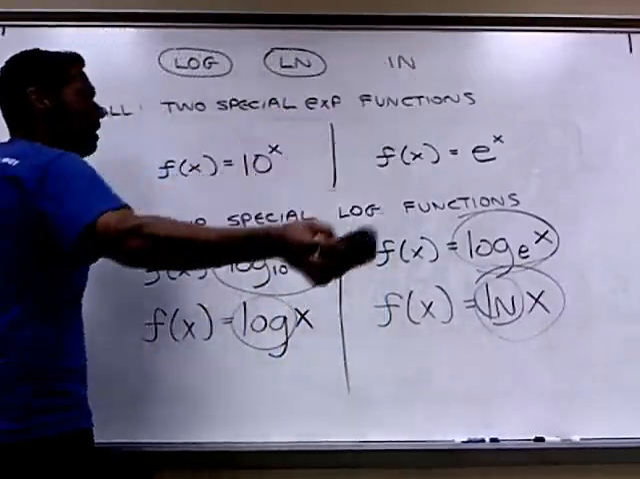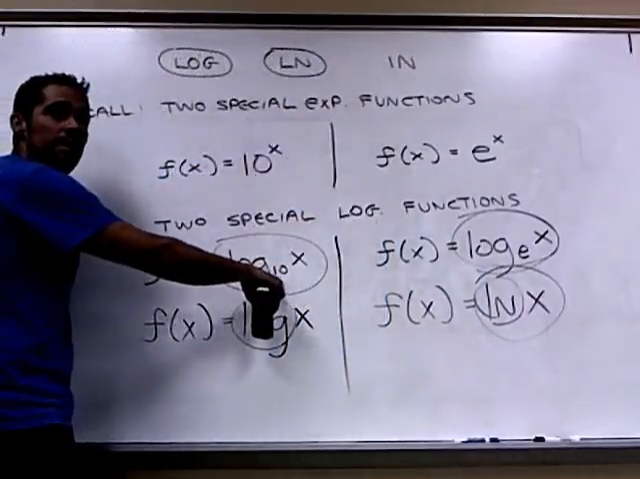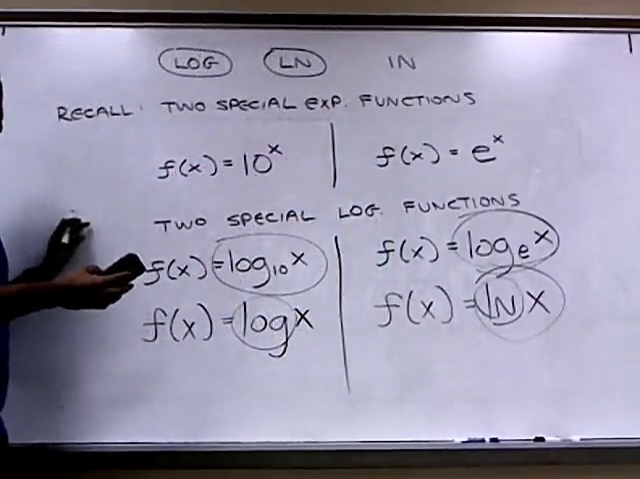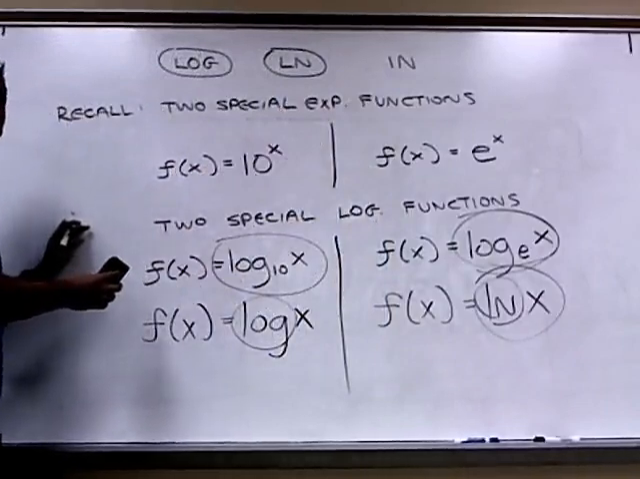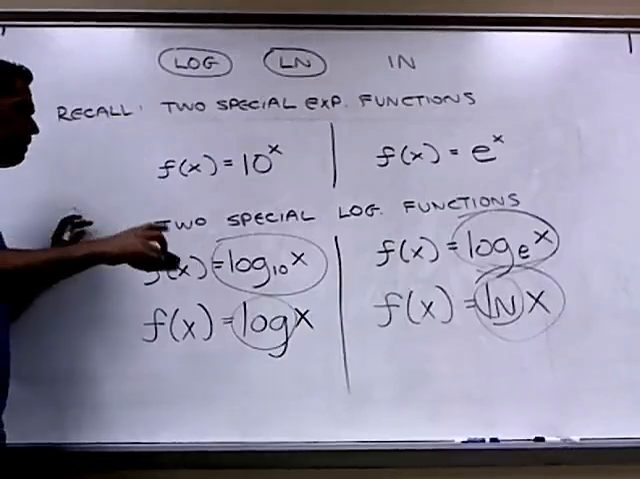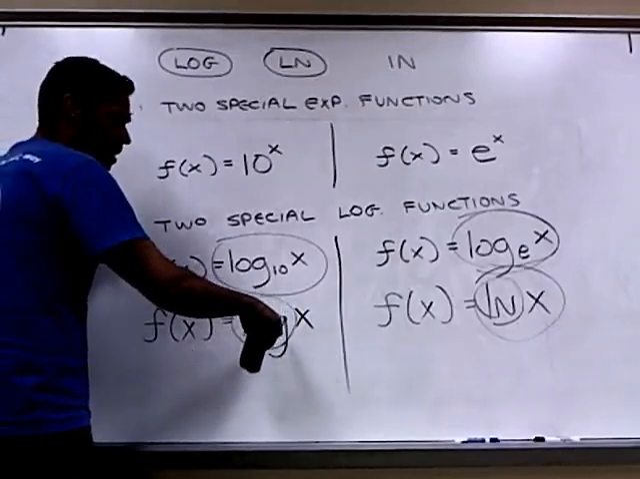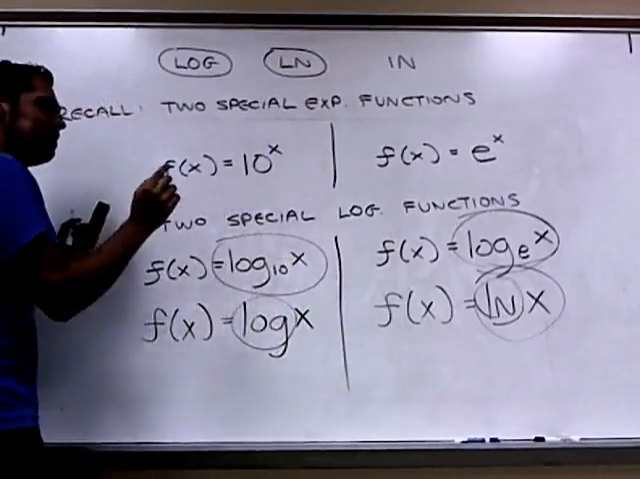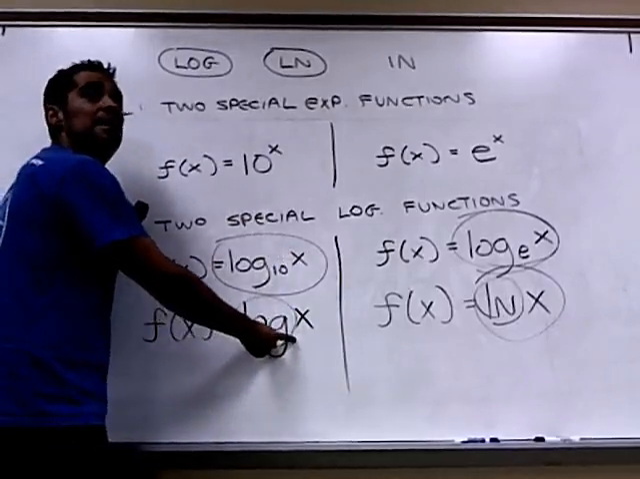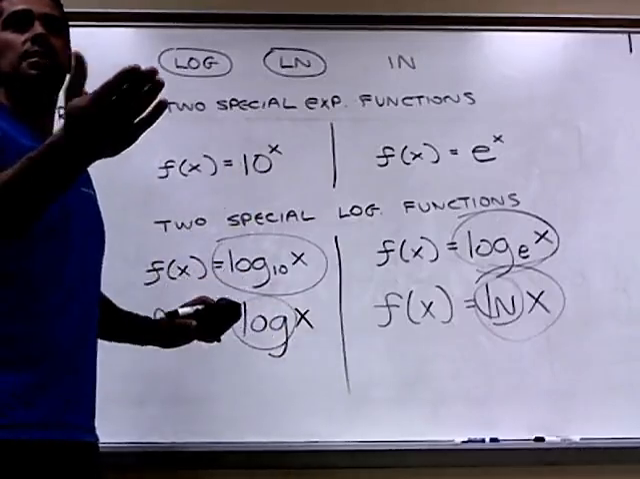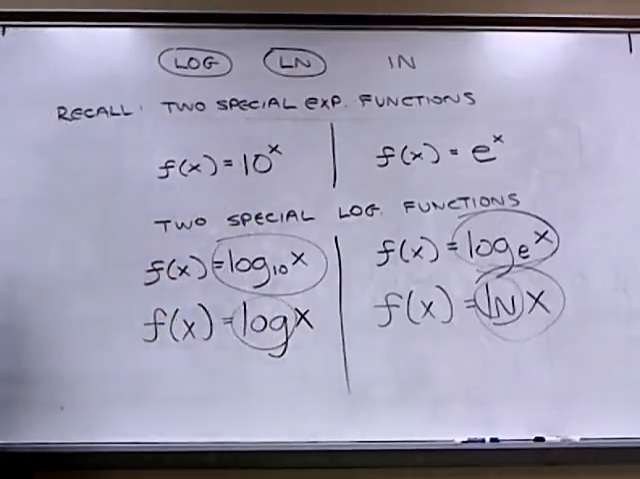So every other log out there has to have the base written except these two. Yes? So if you do put the base, it substitutes that. That's right. So if the base is not there, it's 10. If the base is there, then it's whatever that base is. But see, the other bases aren't used very often.